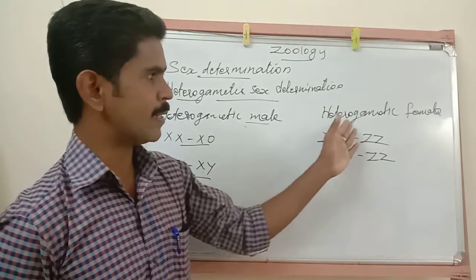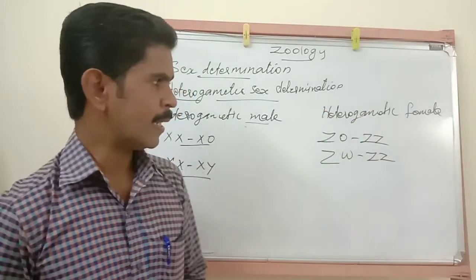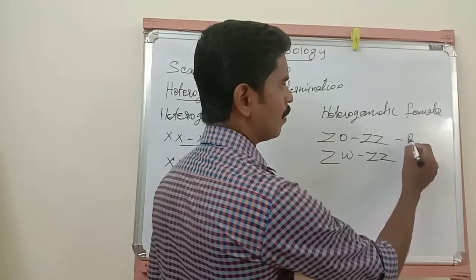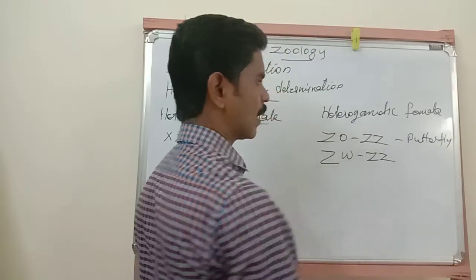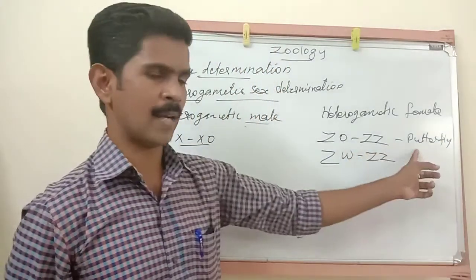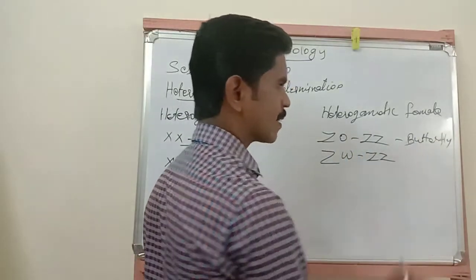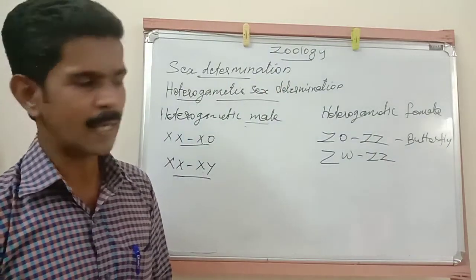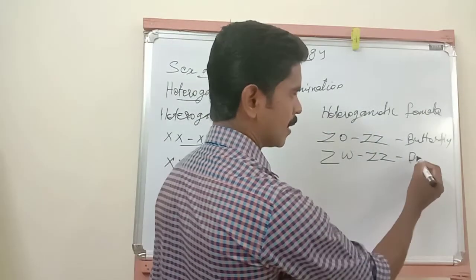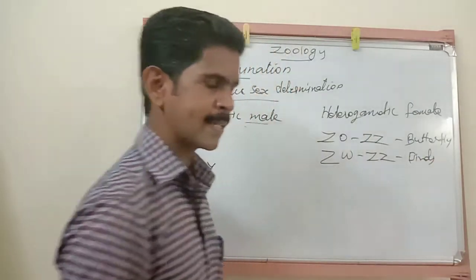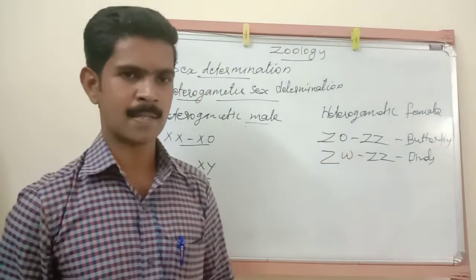Now I will explain heterogametic female. An example for this type of sex determination is the butterfly. We can see this type of sex determination in butterflies. Understand? Another example for this type of sex determination is bats. Bats are an example for this type of sex determination.